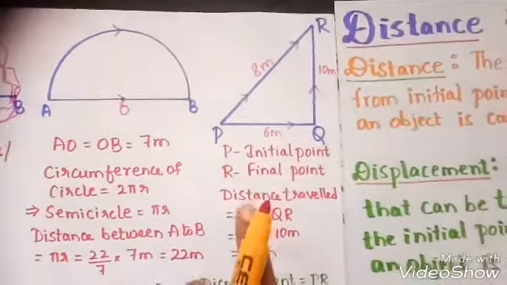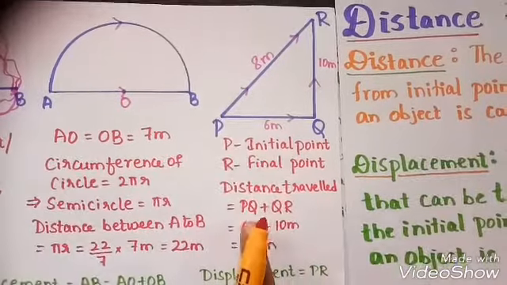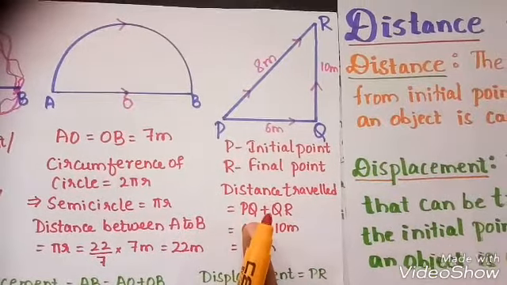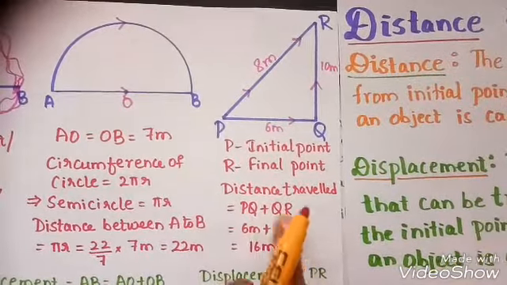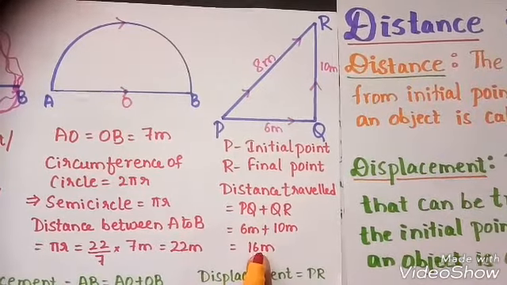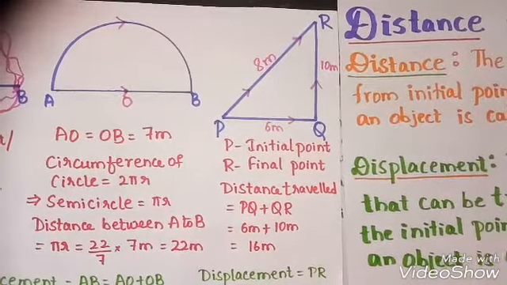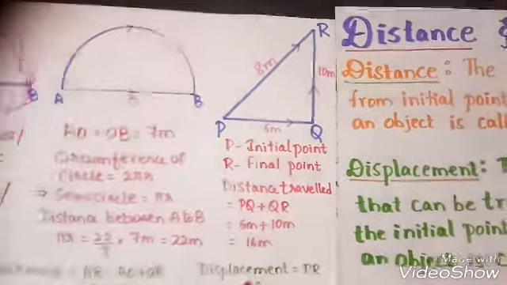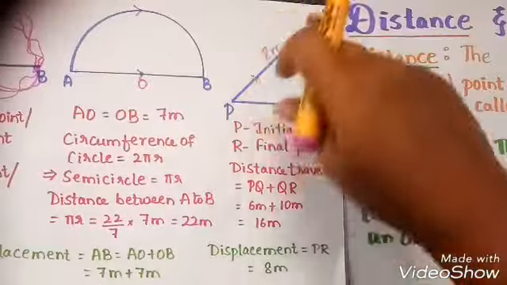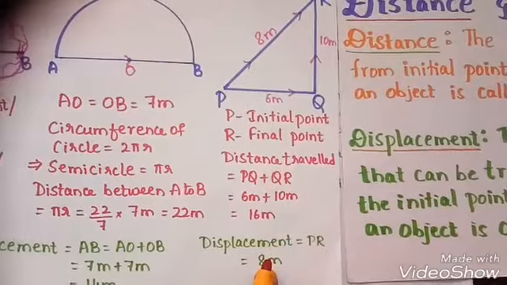So in such case, the distance traveled we can measure it as PQ plus QR. PQ is 6 meters, QR is 10 meters, so 10 plus 6, what we get? 16 meters. And displacement is directly from P to R, shortest path, and that is 8 meters.